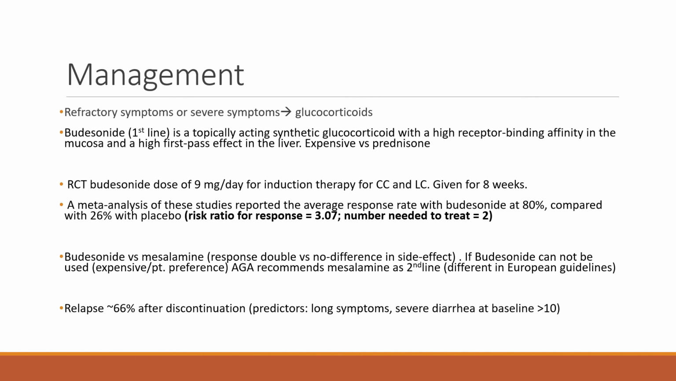And budesonide is the first line therapy just because it has high first pass metabolism in the liver, and it has very high affinity for mucosal GI tissues. In the randomized controlled trial done with budesonide, they gave 9 milligrams for induction therapy for 8 weeks, and it achieved remission in 80% compared to 26%. So this was a very good quality study, and therefore AGA recommends it as a first line.